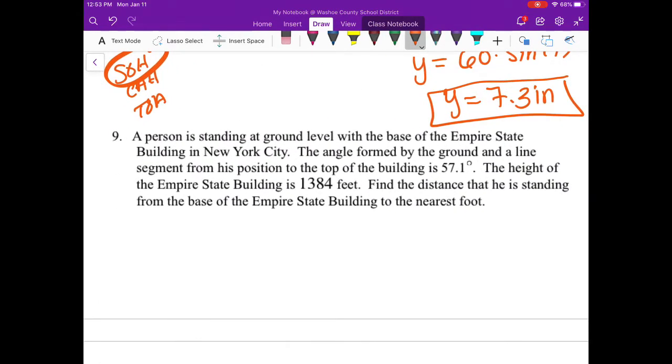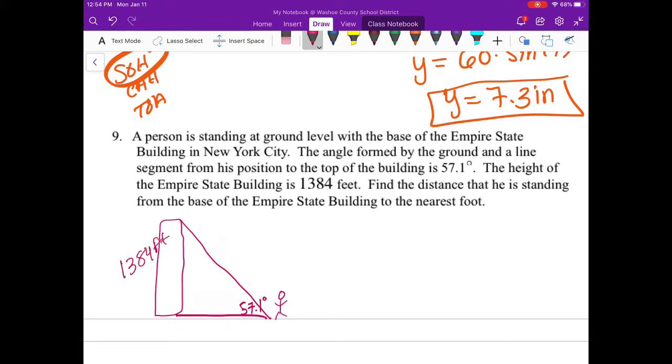For number 9, I have a person standing at ground level with the base of the Empire State Building. So I'm going to draw my building, and I have my person. Probably not proportional to the building, but we have an angle formed from the ground and a line segment from the building down to the ground. This creates an angle of 57.1. And then it says that the building is 1,384 feet. This may not actually be accurate. We just come up with numbers, okay? I want to know how far away the person is standing from the base of the Empire State Building. So I'm looking here for x.